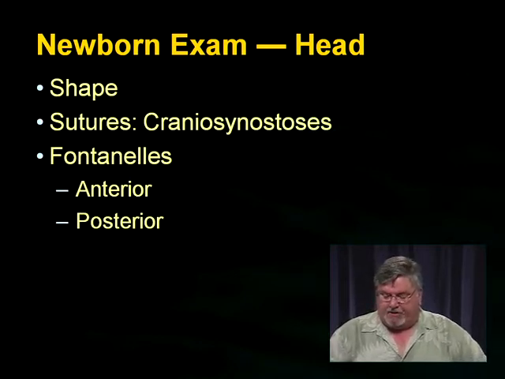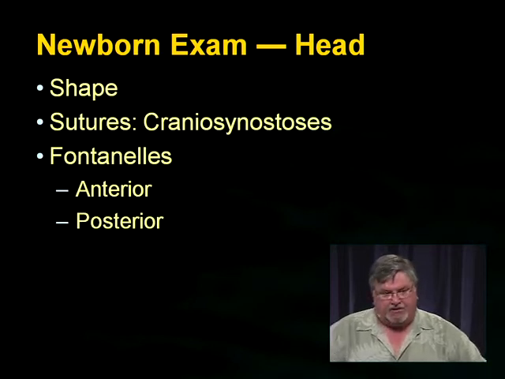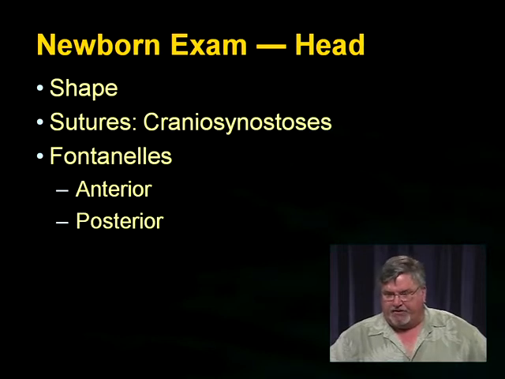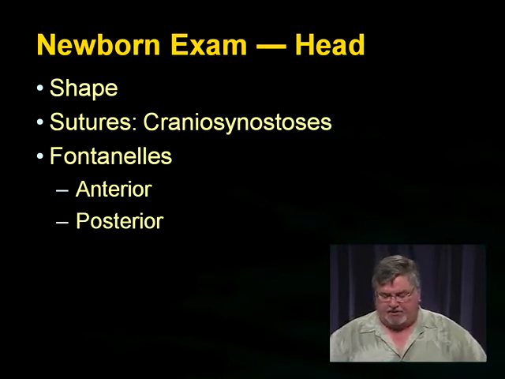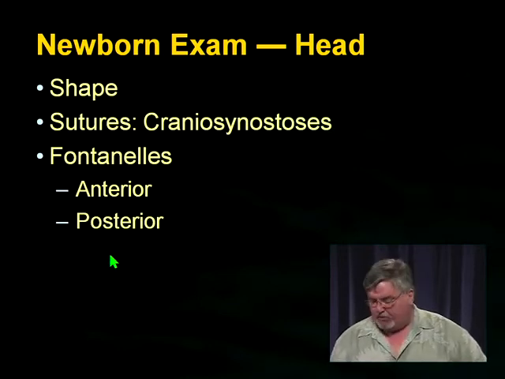Head shape: sutures you want to palpate, make sure there's no craniosynostosis. An anterior fontanelle is present in virtually every newborn baby, and a posterior fontanelle in about 15%. But if you start seeing big anterior and posterior fontanelles, start thinking about things like hypothyroidism.